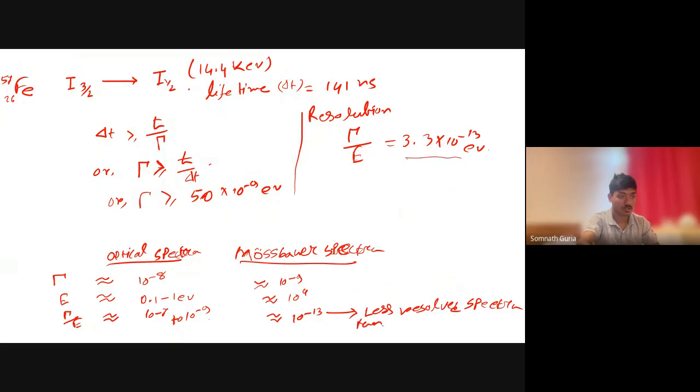than optical spectra. So it is already by default a very less resolved spectra. Now there will be another problem because of the isotopic abundance. Now the question will be: what are the major isotopes we can detect by Mossbauer spectroscopy?